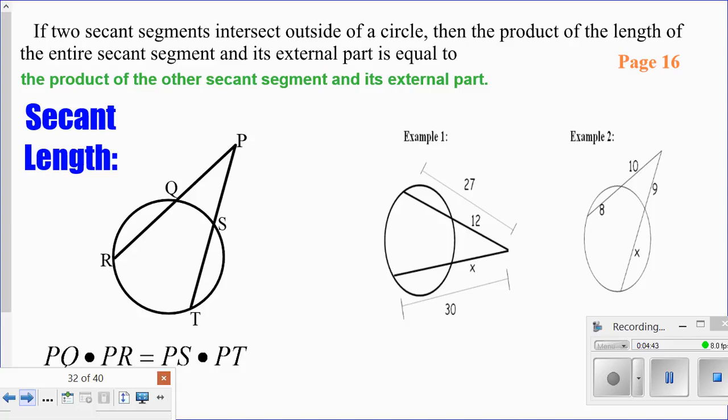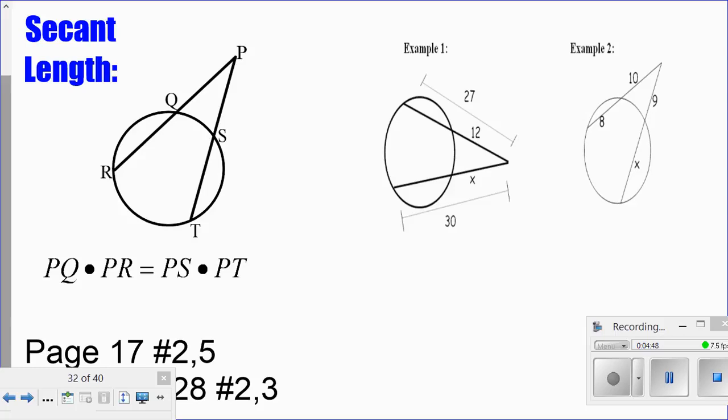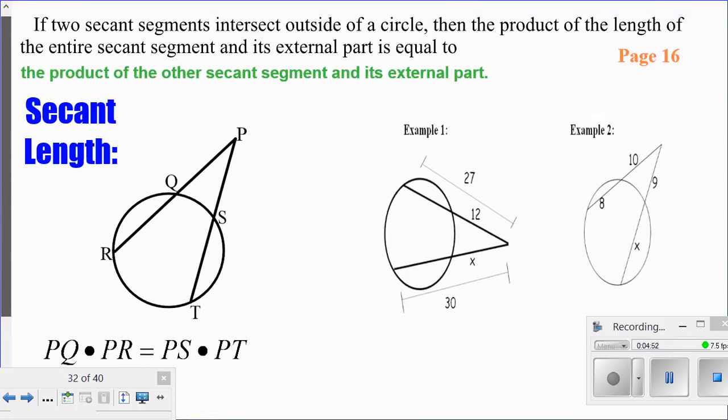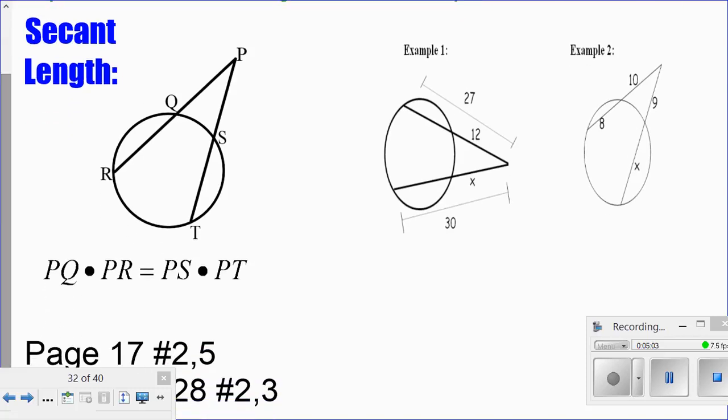So for secants, this formula is similar. Well, first of all, in words, the product of the length of the entire secant segment and its external part is equal to the product of the other secant segment and its external part. So that's what it is in words. Let's take a look at it using a formula.